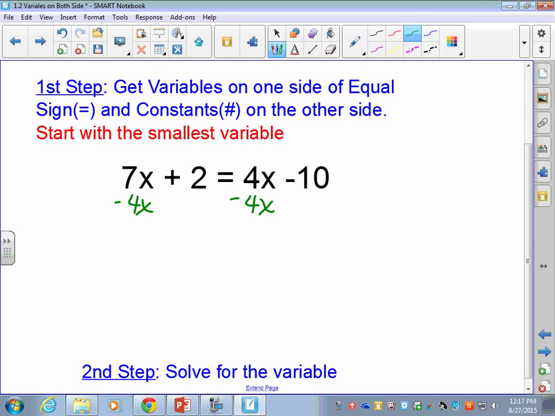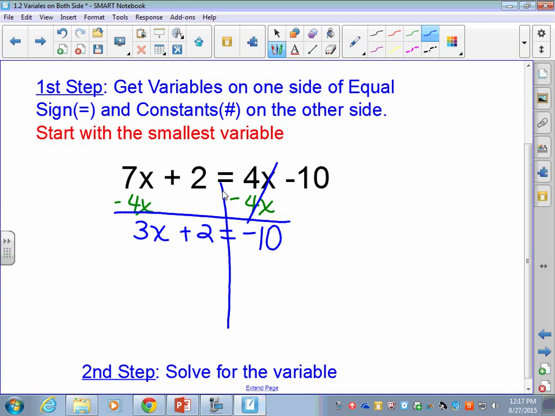Negative 4x. Now some of you might do what we call draw a river or draw the street to keep it balanced. That's fine. Okay. Draw the river, yeah. So cancel out the 4x. So we have that done. 7x minus 4x is going to leave you with 3x plus 2, and that's going to equal what's remaining, which is a negative 10.